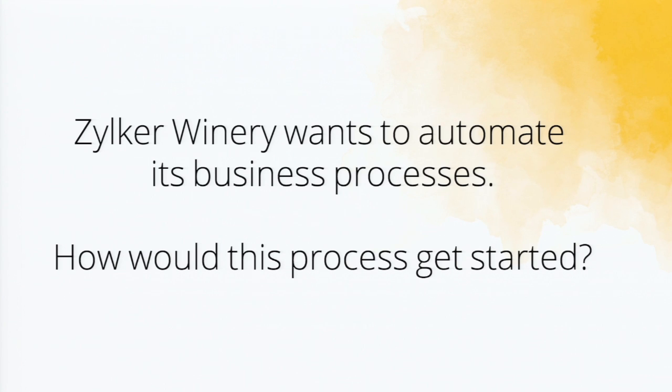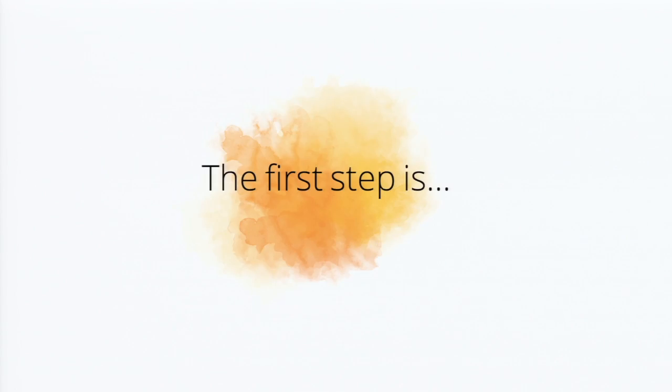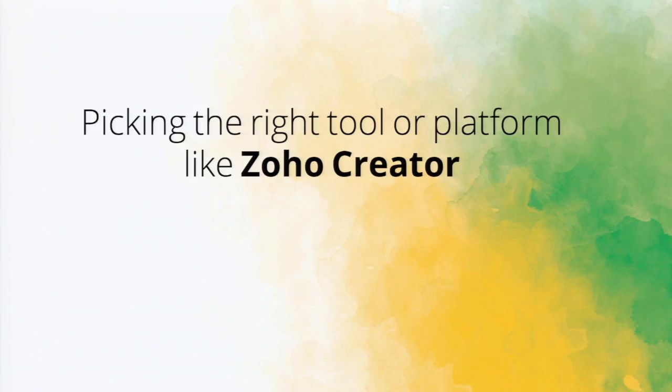How would they go about making sure they automate this process? That's what I'm going to walk through in my presentation in this session. Okay. So the first step for Zilker Winery is to really pick up a tool or platform like Zoho Creator. Right? Everyone here in this room would appreciate that they have to pick up a tool which can serve this specific need. Is it?